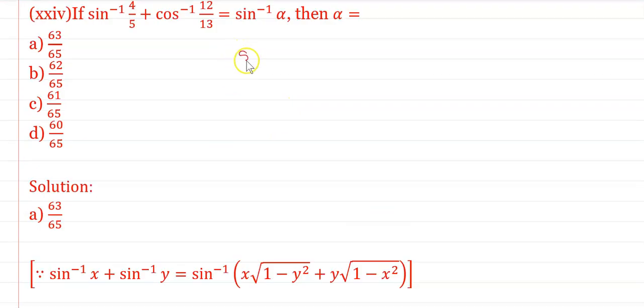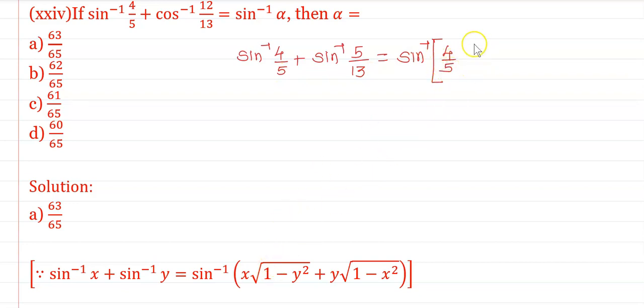First is clear one. It's sine inverse of 4 by 5 plus cos inverse of 12 by 13. Means what? It is again sine inverse of 5 by 13, and that is equals to sine inverse of, okay, sine inverse of, what is here? X. X is 4 by 5 into root of 1 minus y square, 1 minus 25 upon 169.